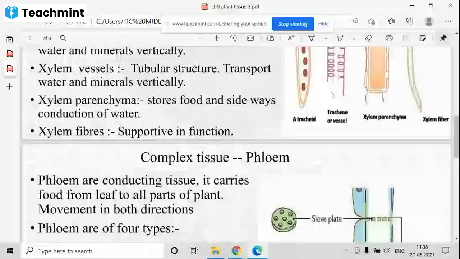In between the xylem, there are xylem fibers. In between the cells. Got it? These are long thread-like structures.